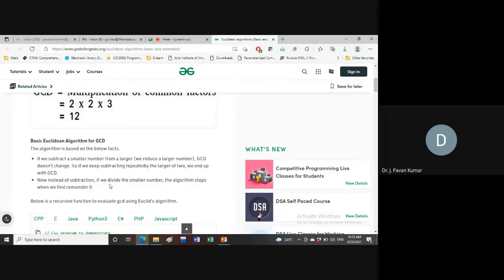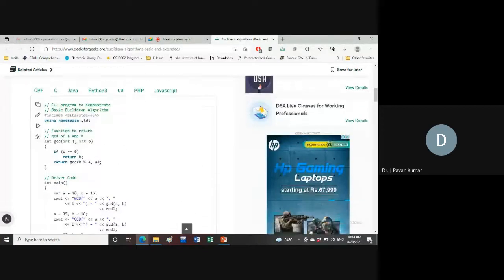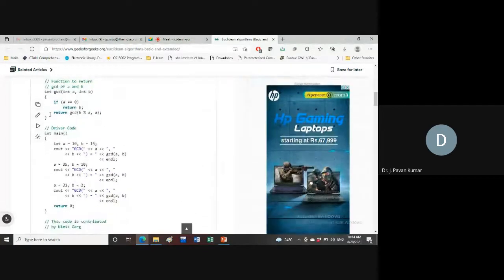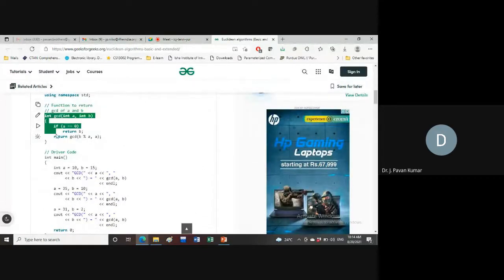The second method which we have seen, GCD of A comma B is equal to GCD of B comma A mod B. So this is the basic Euclidean algorithm. Whenever B is equal to 0, then we can say A is nothing but the GCD. Okay, I'll show you in this particular one. I think you can understand this, but I have just highlighted it, and if you understand, that is fine.